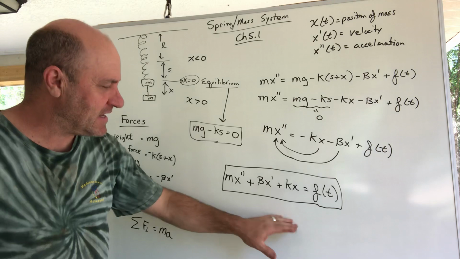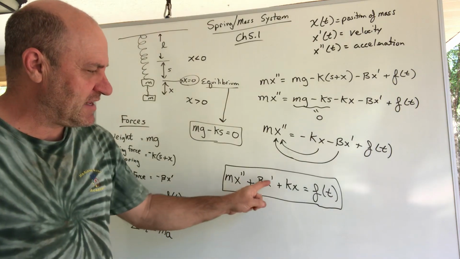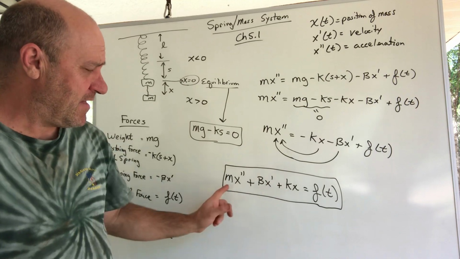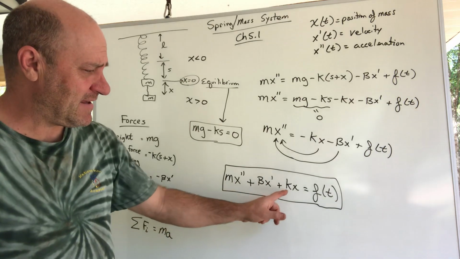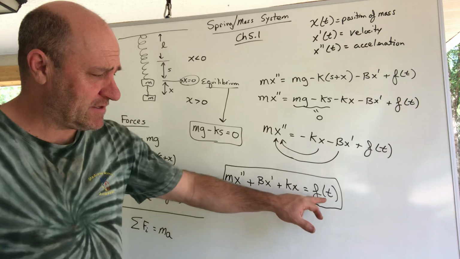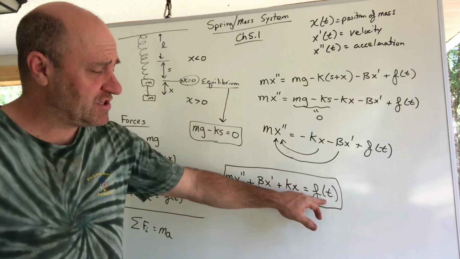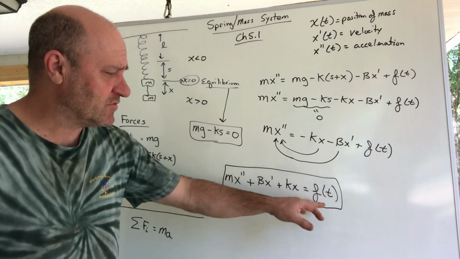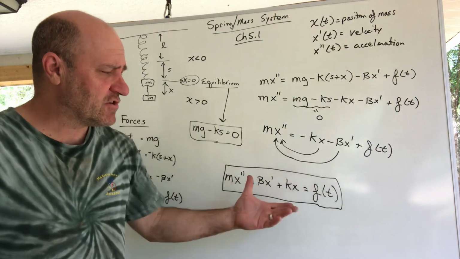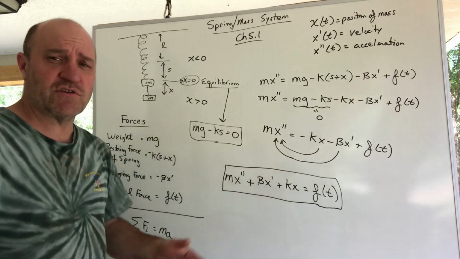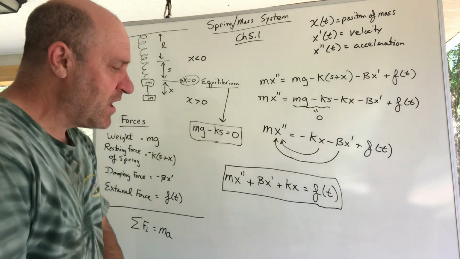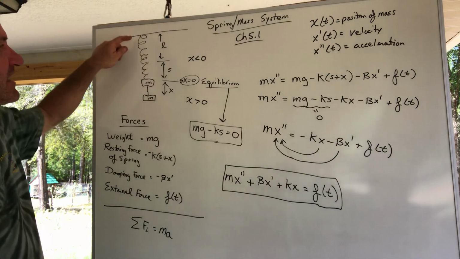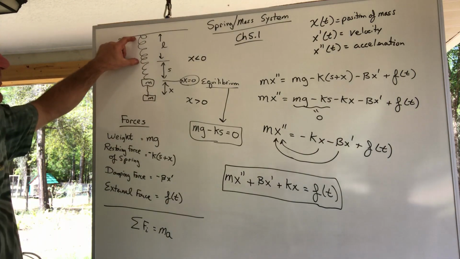That's our DE. Notice this is a second order DE with constant coefficients, M, beta, and K. Maybe it's non-homogeneous, where we have a function over here, or maybe it is homogeneous when that equals 0. But in general, this is our second order DE with constant coefficients that we learned about in chapter 4. But we derive this by hanging a mass from a ceiling on a spring.